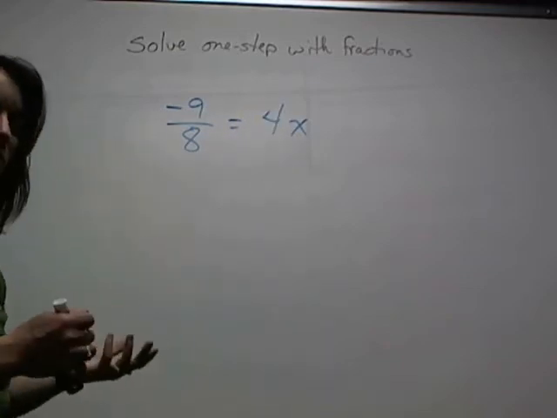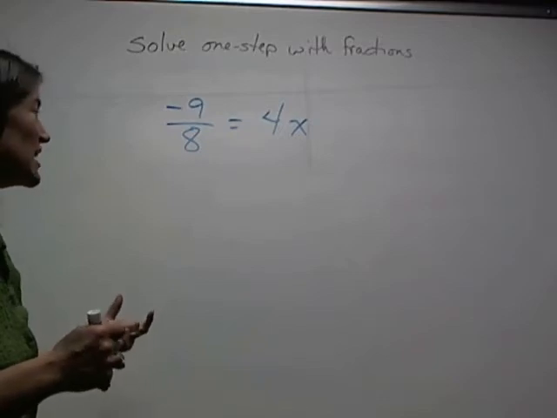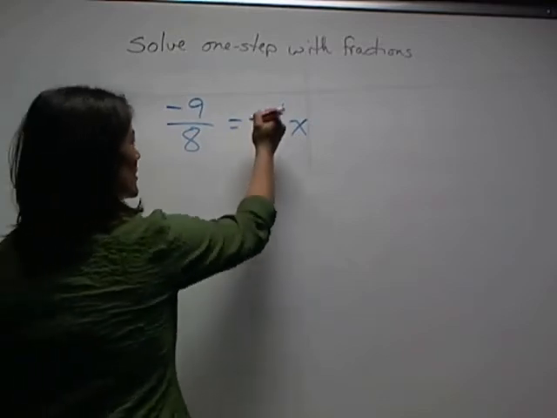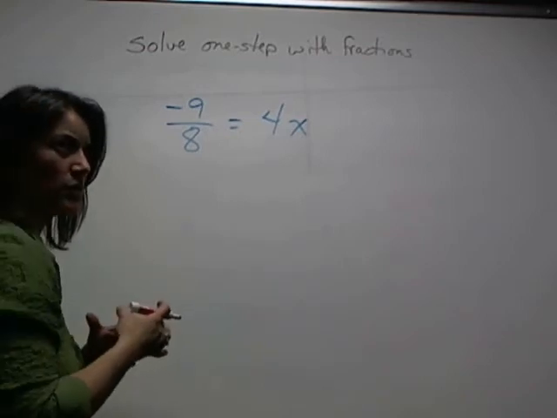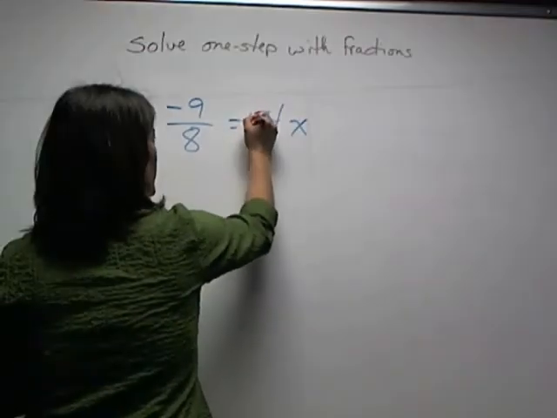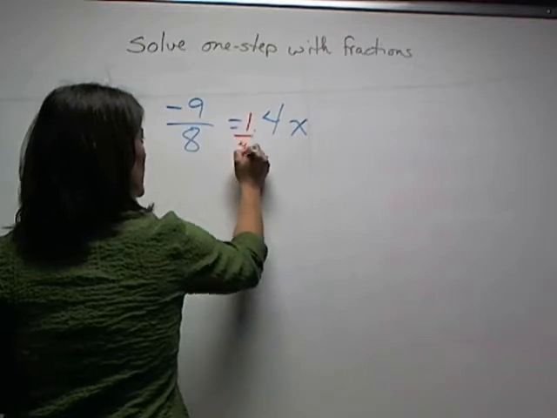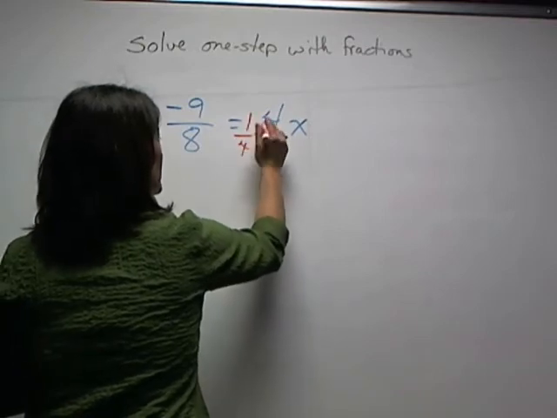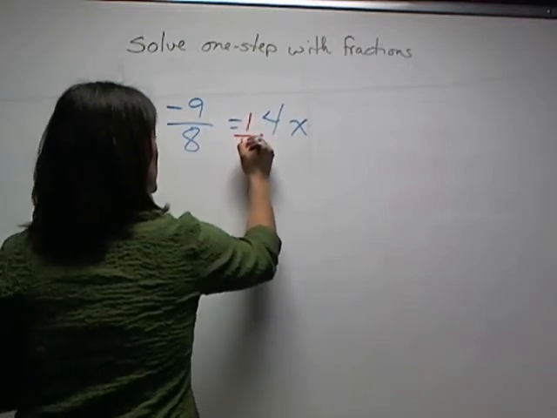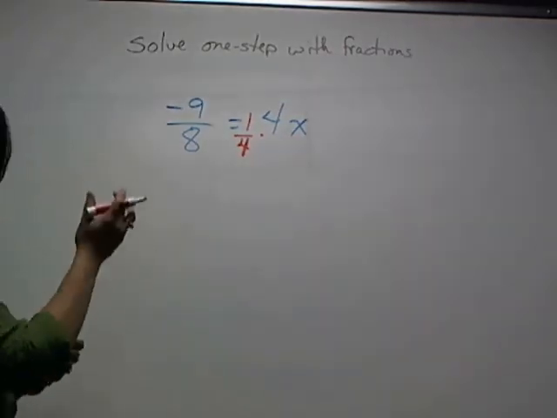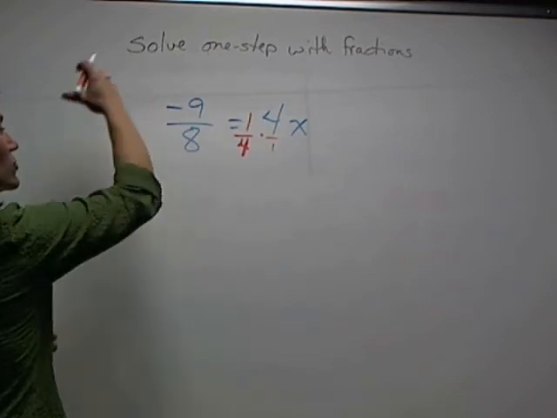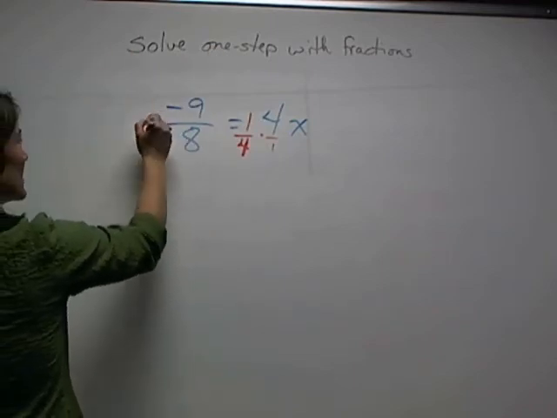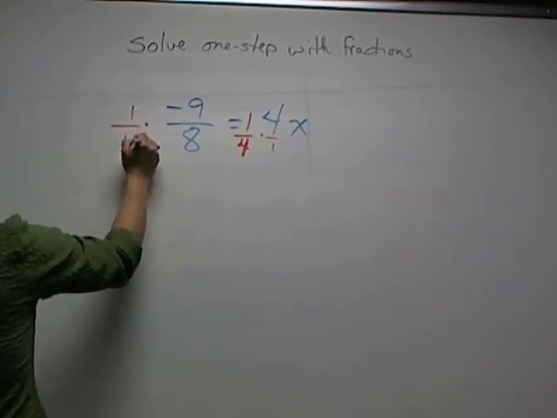But dividing by 4 is the same thing as multiplying by the reciprocal of 4. What's the reciprocal of 4? 1/4. So I'm going to multiply this by 1/4. I'm putting it right next to it so we can see how the 4 on top and the 4 on the bottom would cancel. If I do that on the right side, I have to do the same thing on the left side. So I'm going to take this fraction times 1/4.